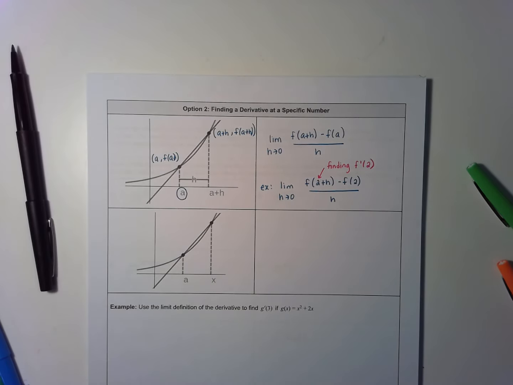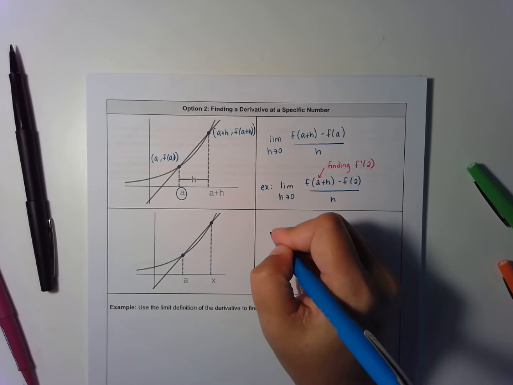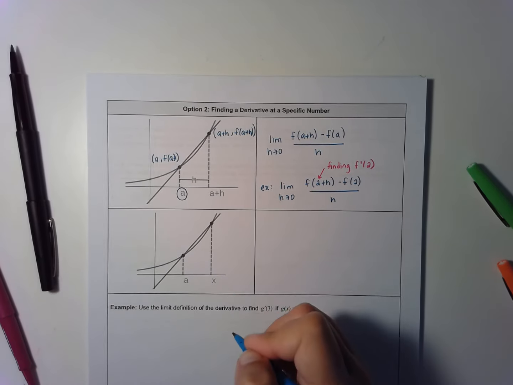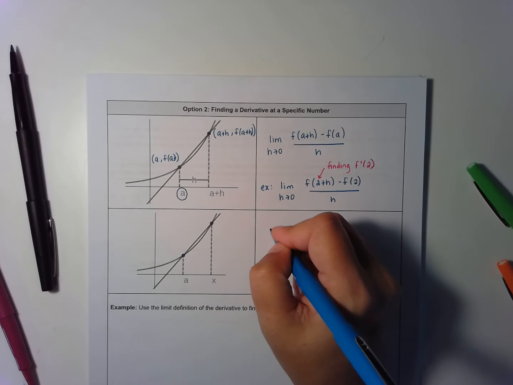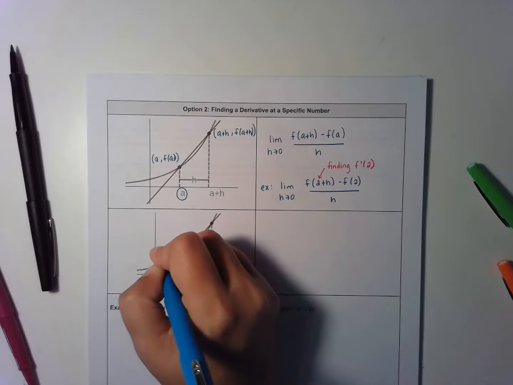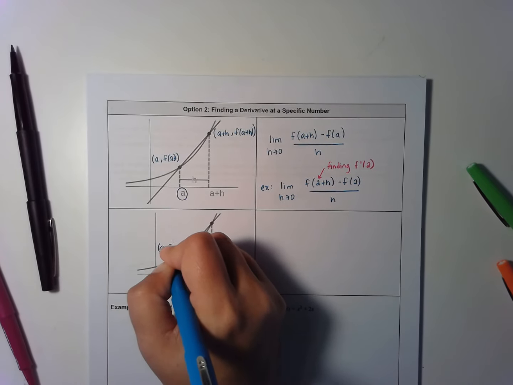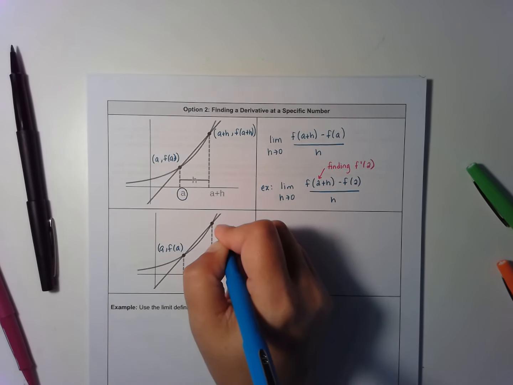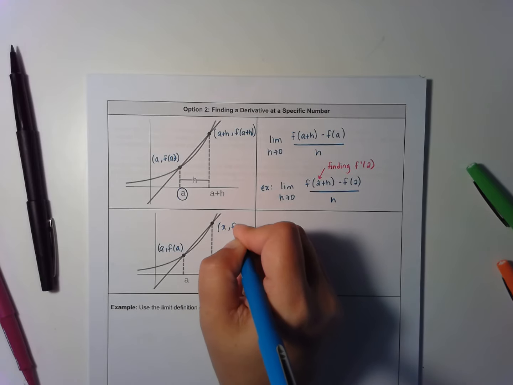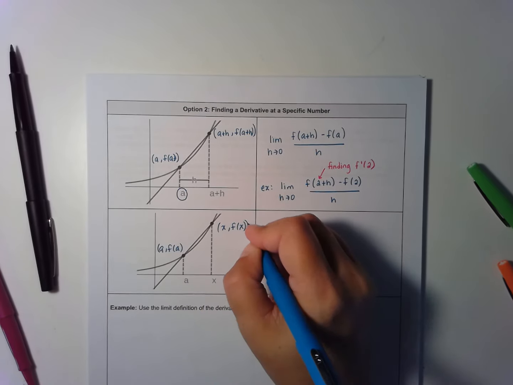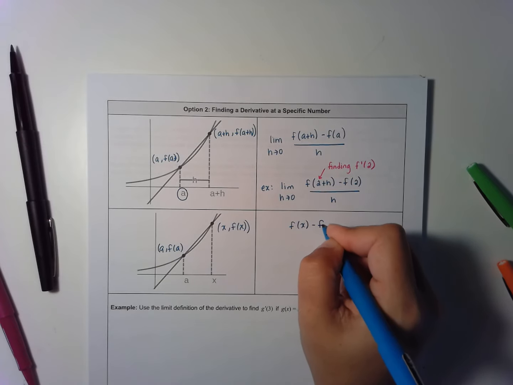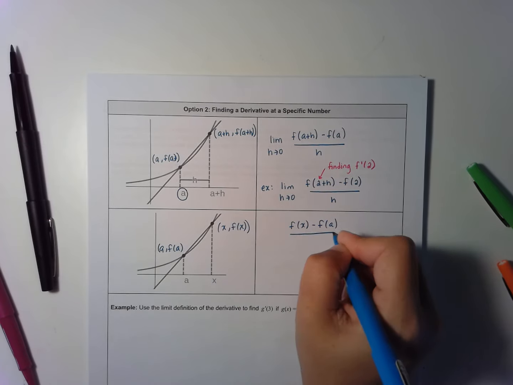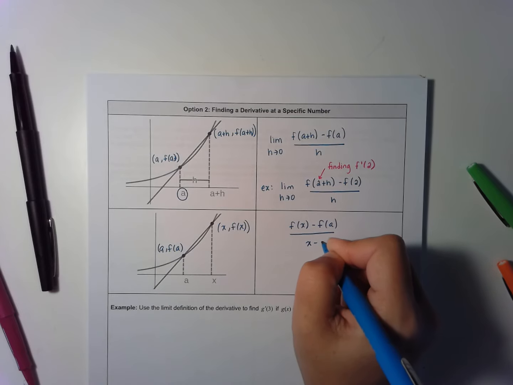The last way that you might see a limit used to find the derivative is you might see a limit used like this. Instead of just calling it a and a plus h, we're just going to call it a and some random x. Now in this case, we're going to set up our slope formula. So our first point here is a and f of a, and our second point here is x and f of x. So our slope formula would be f of x minus f of a all over x minus a.